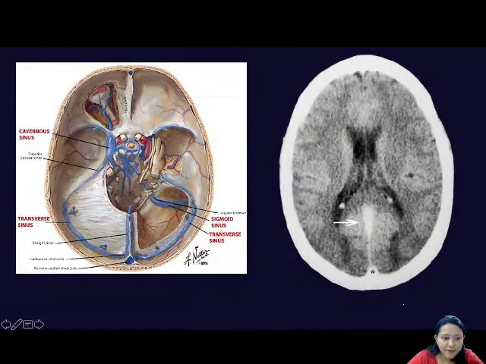So you can see in this image again. Just look at the image. As you can see, this is the straight sinus. This is the cut section of the superior sagittal sinus and this part is the straight sinus. So this is a scan of the straight sinus. This might be repeated again, so go through the scan again.